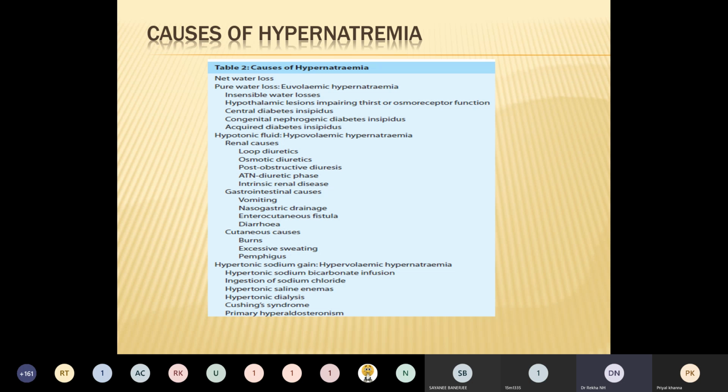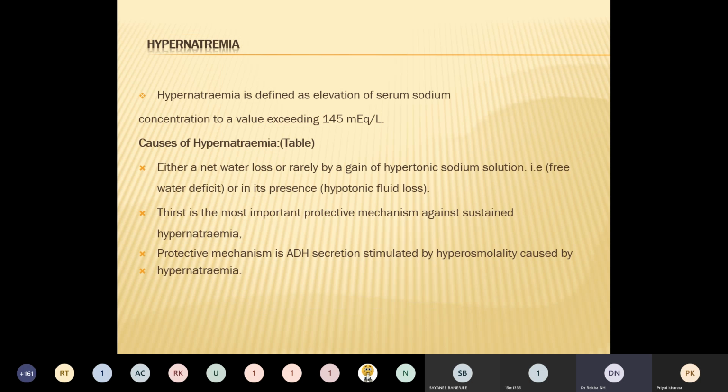Apart from this, an NG-tube patient who has a fistula, diarrhea, burns, excessive sweating. So these are the causes for hypernatremia. The commonest is net water loss, or when we administer too much hypertonic sodium solution also. Okay.